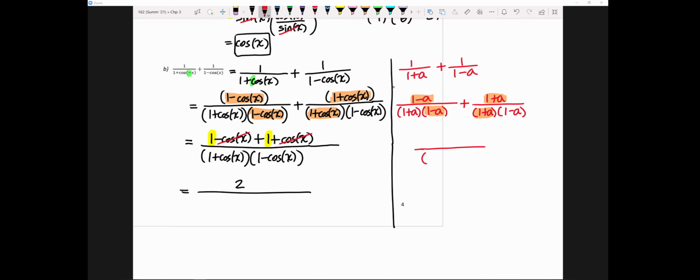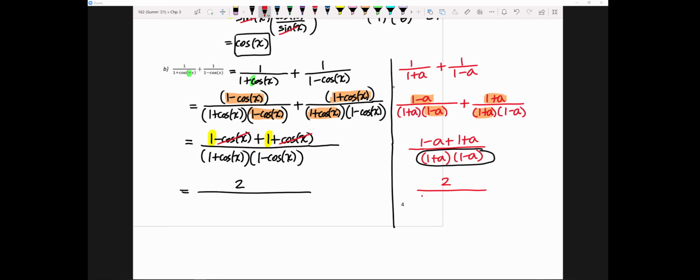Actually, let's do it this way. This was 1 minus a plus 1 plus a over this. On the bottom, we have 1 plus a in parentheses, and then 1 minus a in parentheses. So we have 2 over. Let's hear from Justin. So Justin, the denominator here, I'm going to circle it. When we multiply it out, what do we get? It'd be 1 minus a. So when we multiply it out, we need to FOIL. Well, once you FOIL everything, it's 1 minus a, but it would be 1 minus a plus 1 minus a.